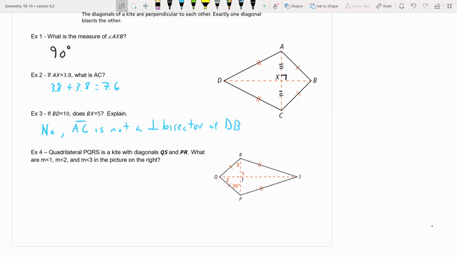So what I'd like you to do is try example 4. We'll pause the video, see what you come up with, and when you come back in, we'll have all the answers here. They want you to find angles 1, 2, and 3, given the information that you have in that picture. Go ahead and give that a try.